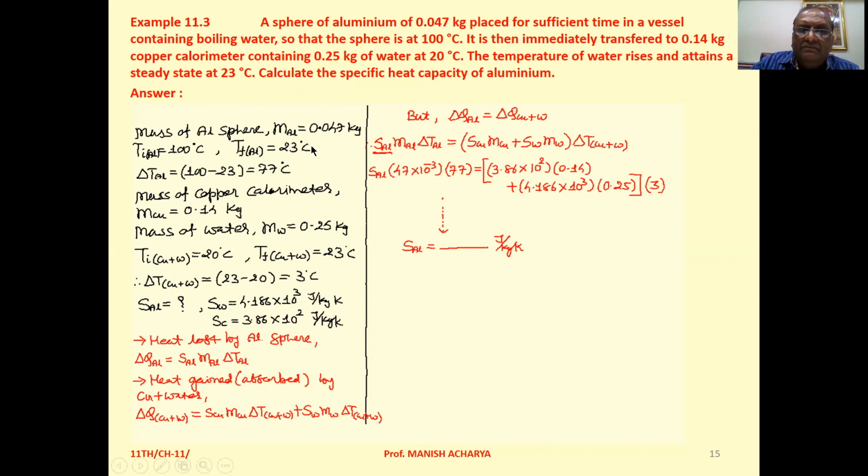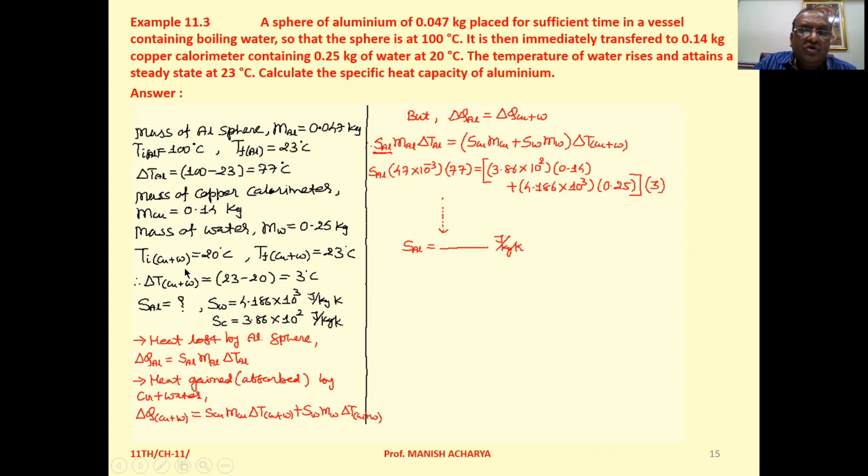Now see, mass of aluminium sphere, that is 0.047 kilogram. Then initial temperature of aluminium, that is 100 degrees Celsius. Final temperature of aluminium, that is 23 degrees Celsius. So change in temperature of aluminium, that is 100 minus 23, that is 77 degrees Celsius. Now mass of copper calorimeter, that is 0.14 kilogram, mass of water M_W, that is 0.25 kilogram.